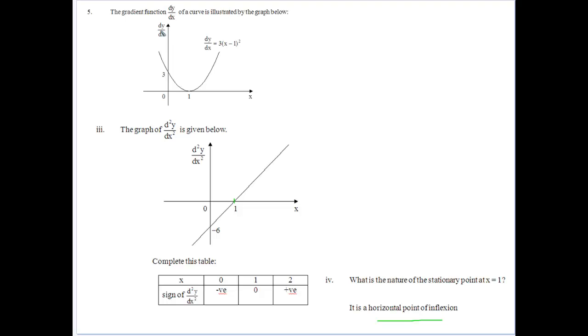So we didn't see the function at all. We didn't have to graph the function at all, but we've been able to determine a lot of information about it just by being given graphs of the first derivative and the second derivative.